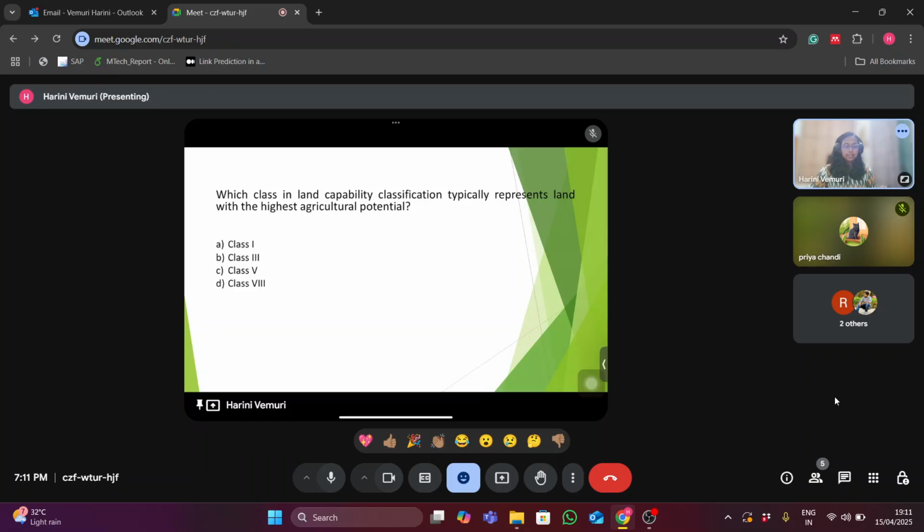Next question is which class in land capability classification represents land with the highest agricultural potential? As we remember, we have classes 1 to 8 in the land capability classification. The first four are mostly suitable for cultivation, and the last four are not suitable for agriculture. And among that, the agricultural capability of the land decreases as we go to higher class values. So class 1 is most suitable for agriculture.